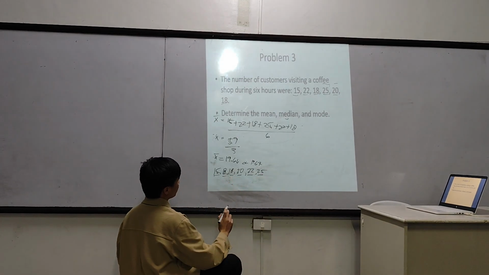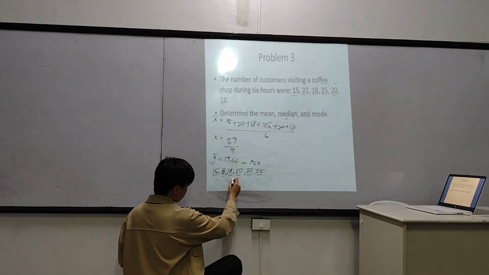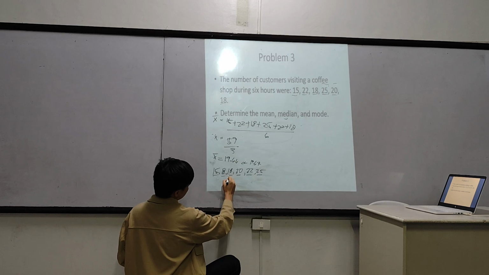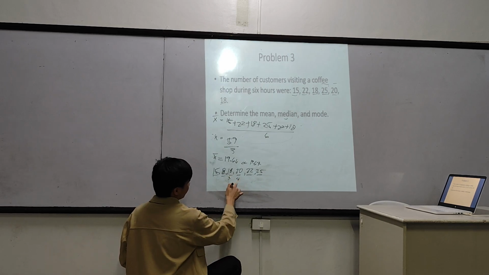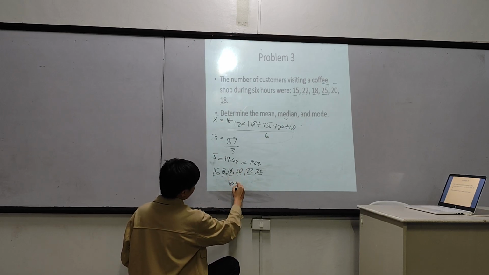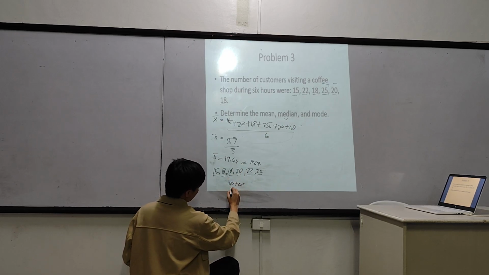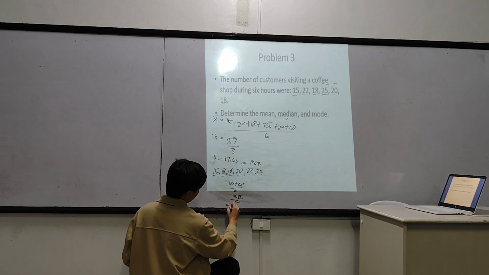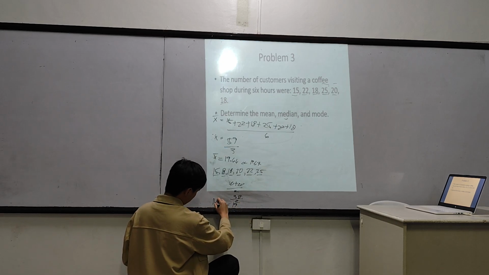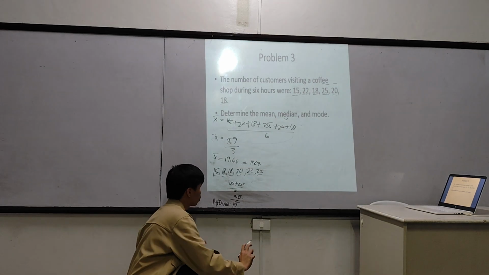So what we do here to find the median is we find the central numbers of these, which are the 3rd and 4th. Let's add them together and divide by 2. So 18 plus 20 equals 38. 38 divided by 2 is 19. So therefore, the median of this data set is equivalent to 19.